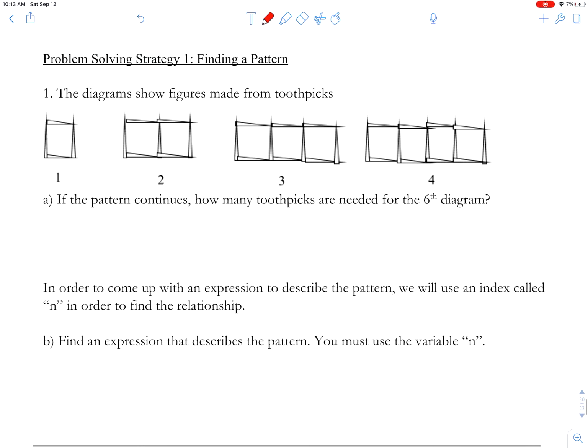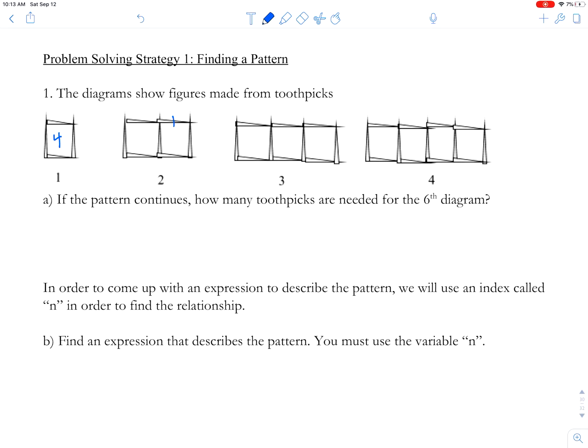So we're going to implement some of these strategies now. If we are finding a pattern, the diagrams show figures made from toothpicks. And they ask us if the pattern continues, how many toothpicks are needed for the 6th diagram? So I'm going to start by counting how many toothpicks we have in each one. So this first one has 4.